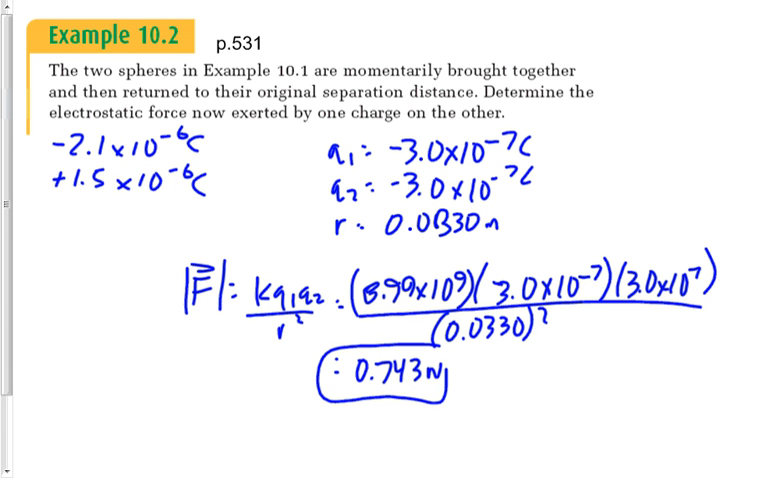Does that make sense, guys? The force becomes so dramatically different even though we have the same objects because those two objects have different charges now. We've touched them together, they've balanced out, the charges are the same. The force becomes 0.743 newtons. Right?